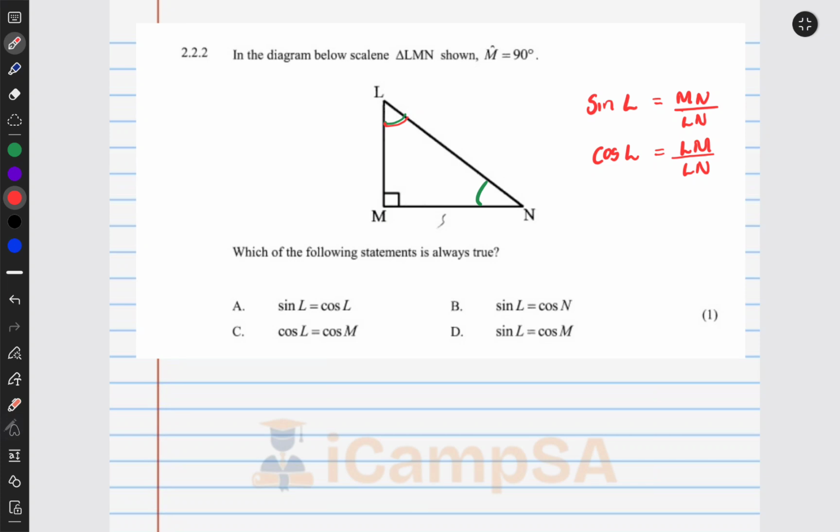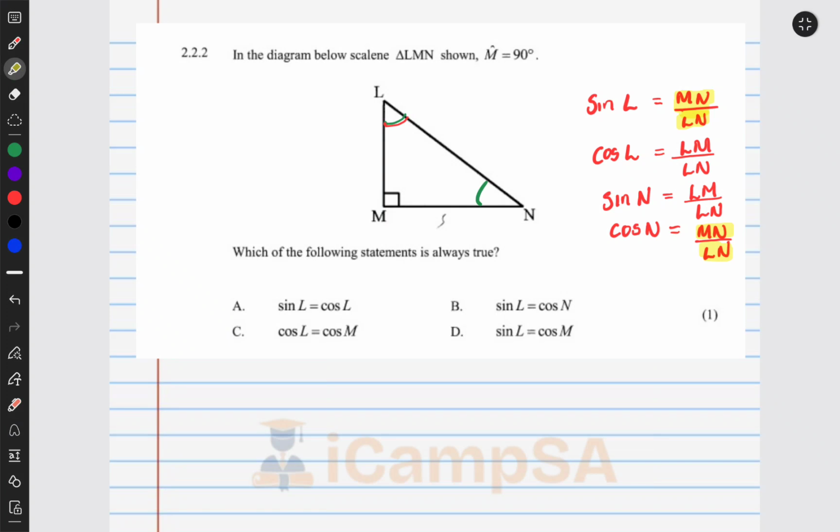Okay, and then let's come to angle N. Sine N is equal to opposite LM over hypotenuse LN. And then what is cos N? Cos N is equal to MN over LN, adjacent. Now look at sine L. The ratio of sine L is MN over LN, and the ratio of cos N is MN over LN. So those two are basically equal, and that's the thing about complementary angles.